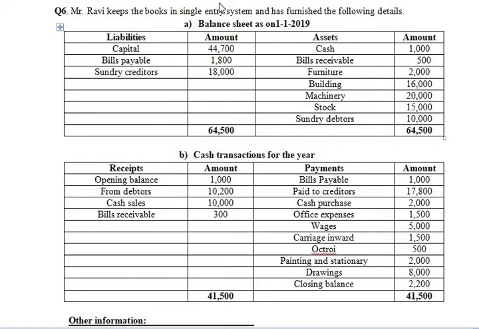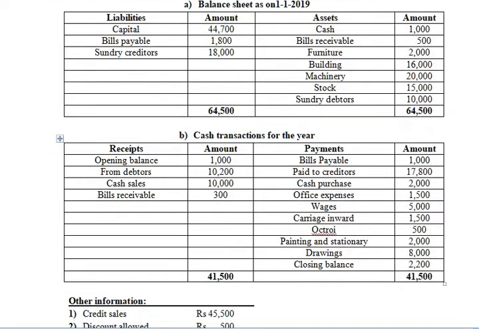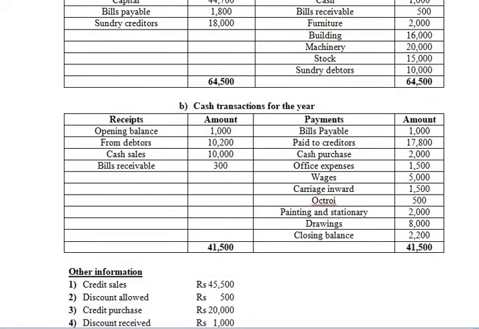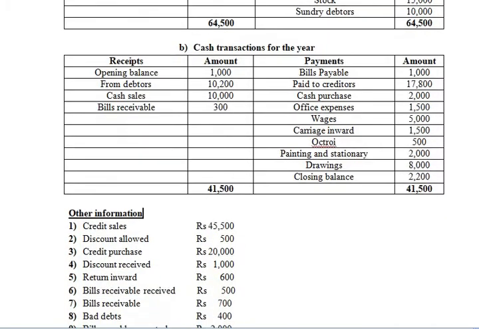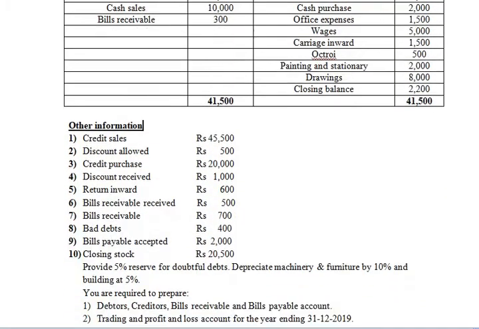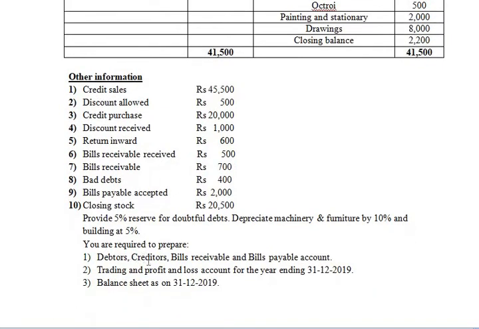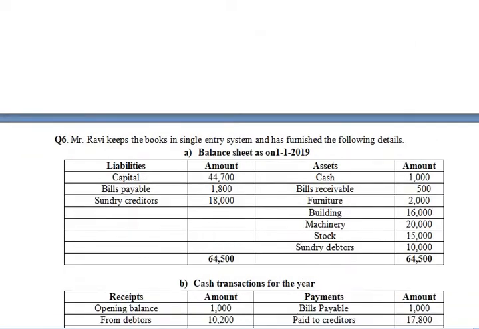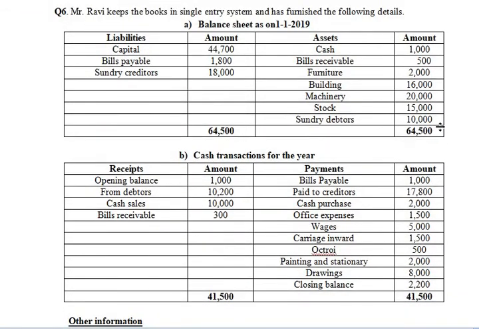So here the data has been given saying that Mr. Ravi keeps the books in the single entry system and has furnished the following details. The balance sheet has been given, and then you have cash transactions, and then other information. At the end, you have to prepare debtors account, creditors account, bills payable account and bills receivable account and so on. So let's first read down the question so that we know what we are supposed to do.